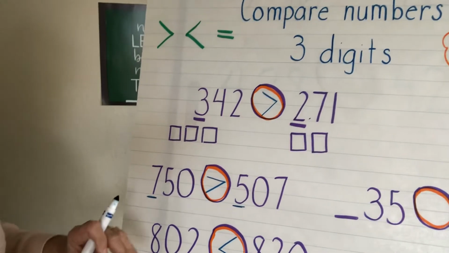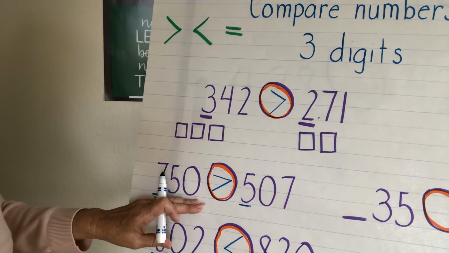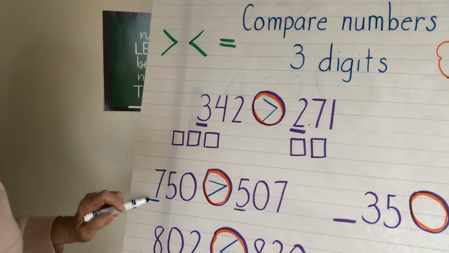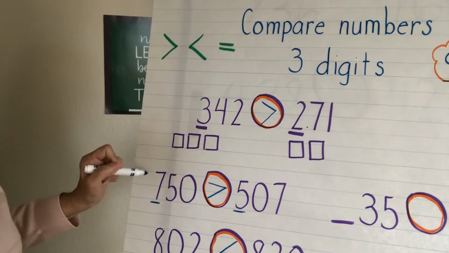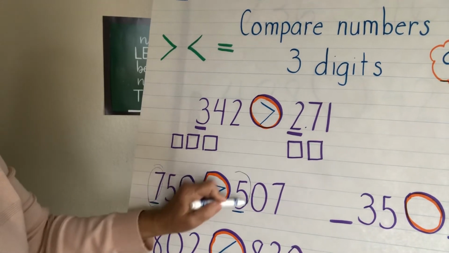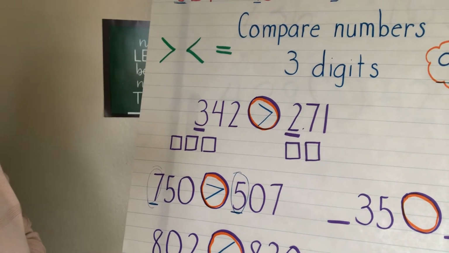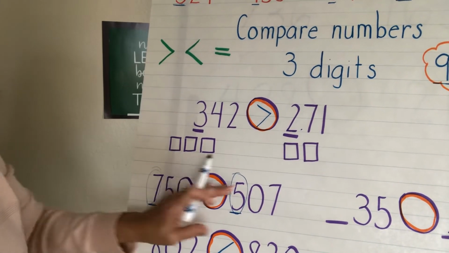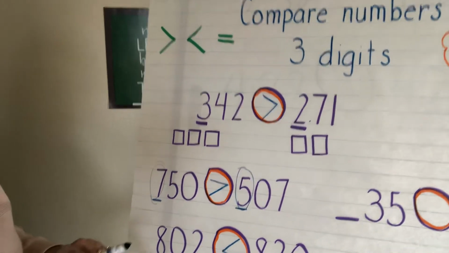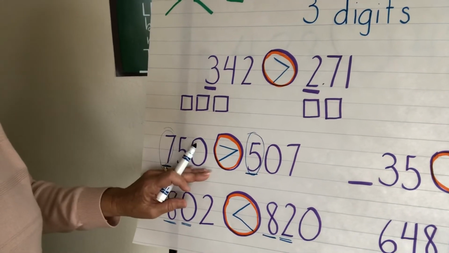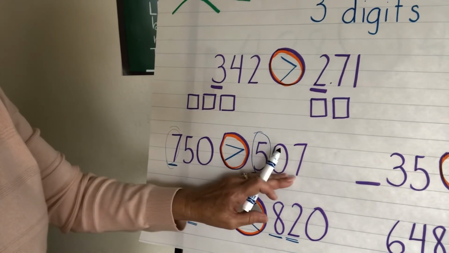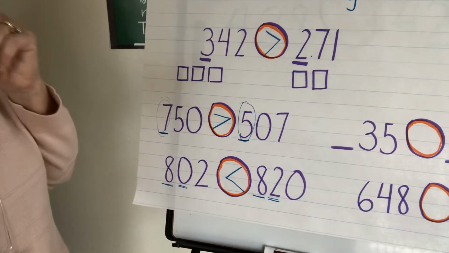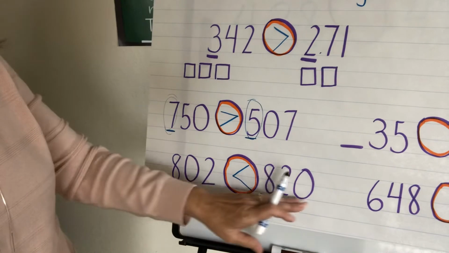As we look at this example, we've got 750 and 507, I'm sorry. We're going to look at the hundreds, 700s, 500s. What is greater? Yep, 700s is greater, which means that this number is greater than this number. Will you read that with me? 750 is greater than 507. Okay, good job.